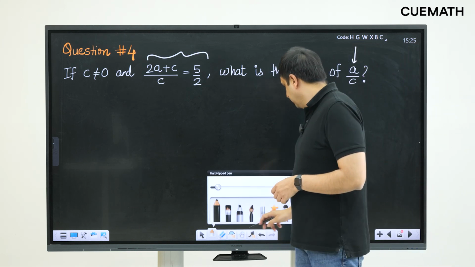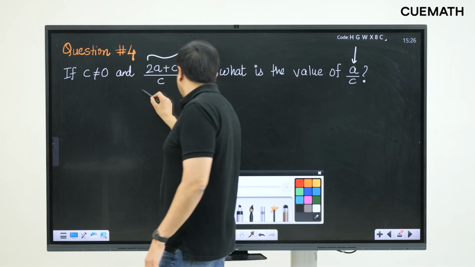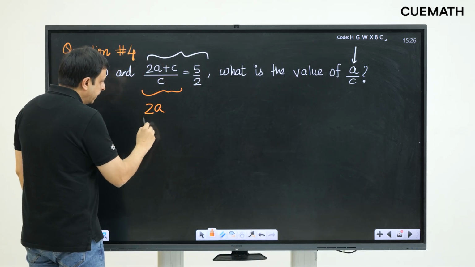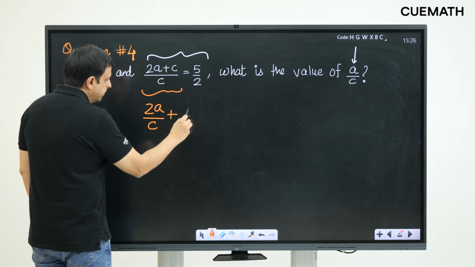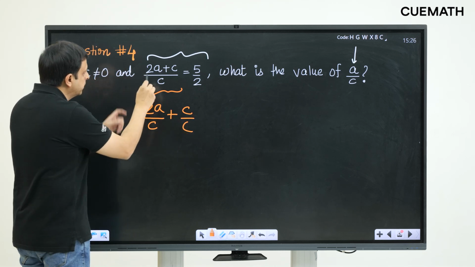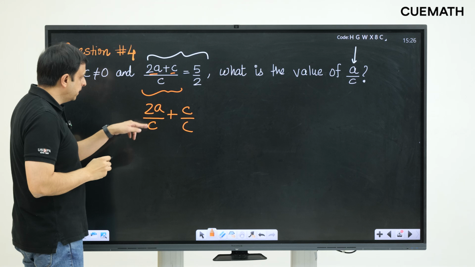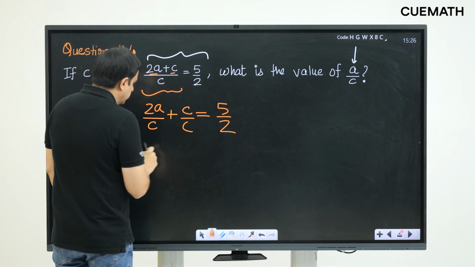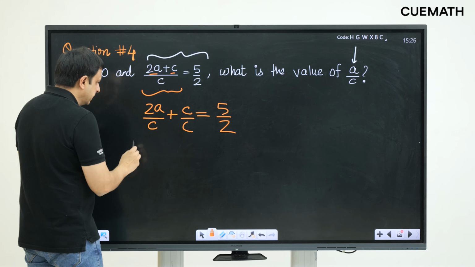So what you can do here is write (2a plus c) over c as 2a by c plus c by c. You are separating the two terms in the numerator. So 2a by c plus c by c is equal to 5 by 2, and what does that give you? c by c is 1.